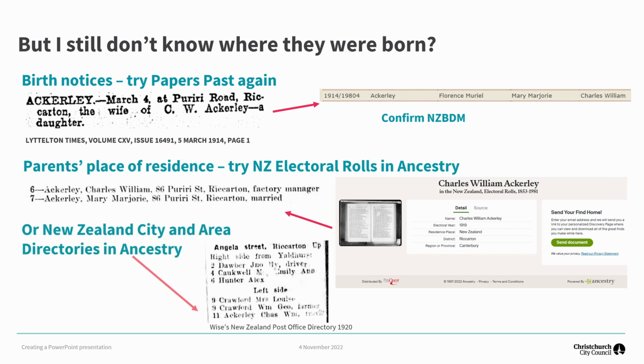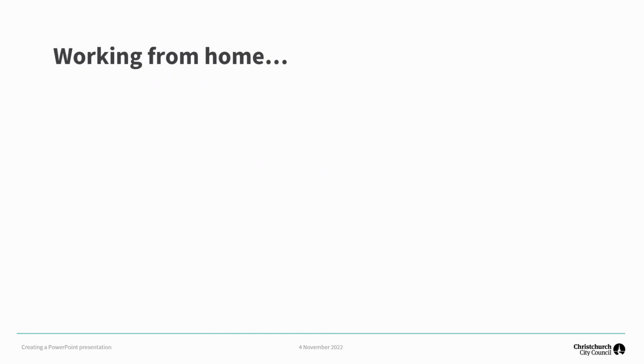Street directories can be useful, but will list just one name for that address. And there can be a bit of a publication lag, so the information isn't necessarily current by the time the directory is published. Now, if you're working from home, you can try the Wilson collections.